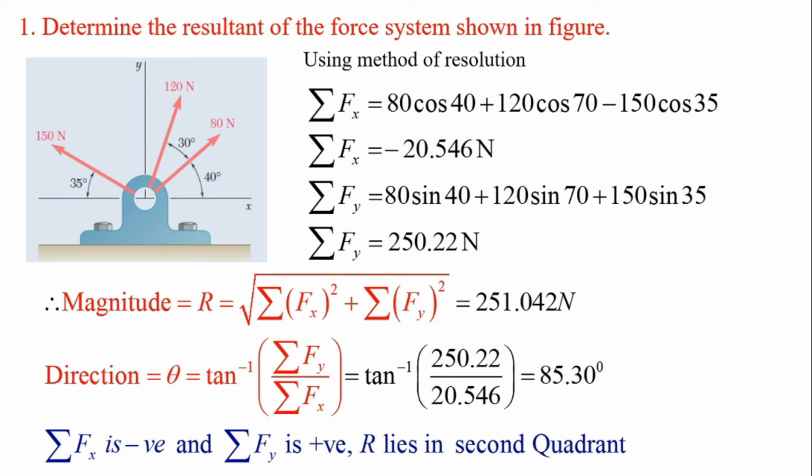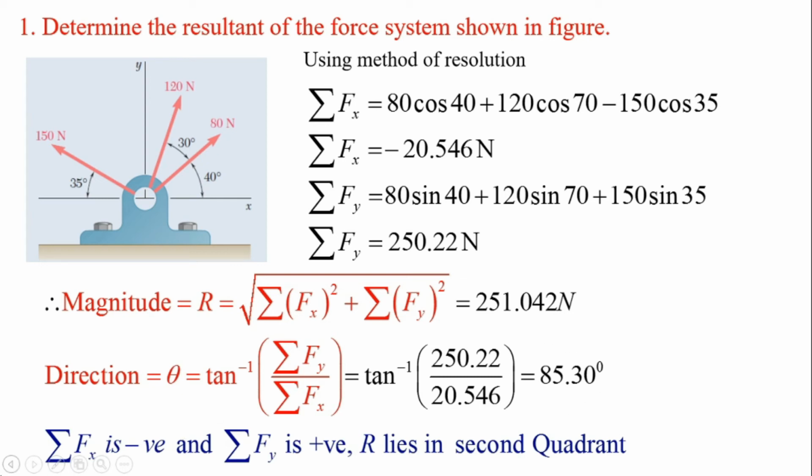Now, since the resultant is a vector quantity, we have to determine its direction. So direction theta is equal to tan inverse of summation Fy upon summation Fx, which is tan inverse of 250.22 upon 20.546. Remember, here I am ignoring the sign of summation Fx. You have to ignore the sign, that is why I asked you to write it in mod. Tan inverse of this quantity is 85.30 degrees. It means this is the angle made by the resultant.